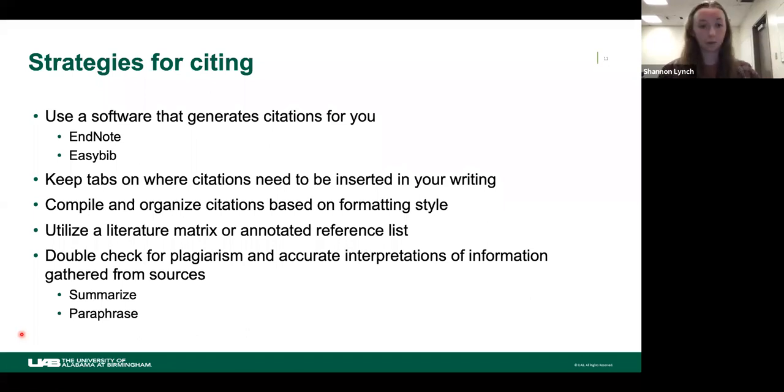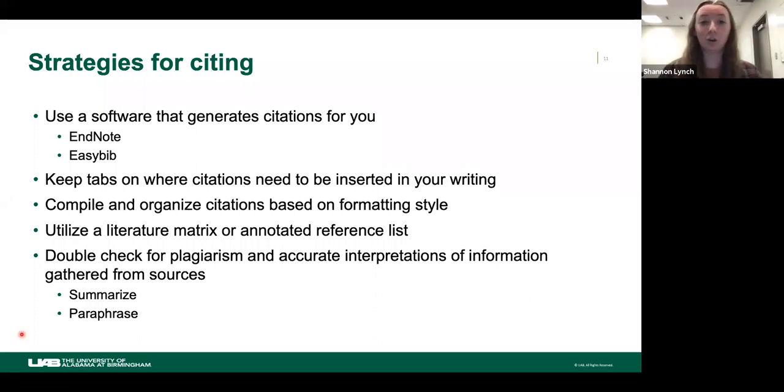And then another tip, compile and organize your citations. You can do this based on formatting style, or maybe you use EndNote and it will just generate a giant list, a running tab of every citation you've ever used. Either way is fine, whatever works for you. And then another thing, you could potentially use a literature matrix or an annotated reference list. If you don't know what this is, that's okay. I will be talking about that in approximately 2 slides.